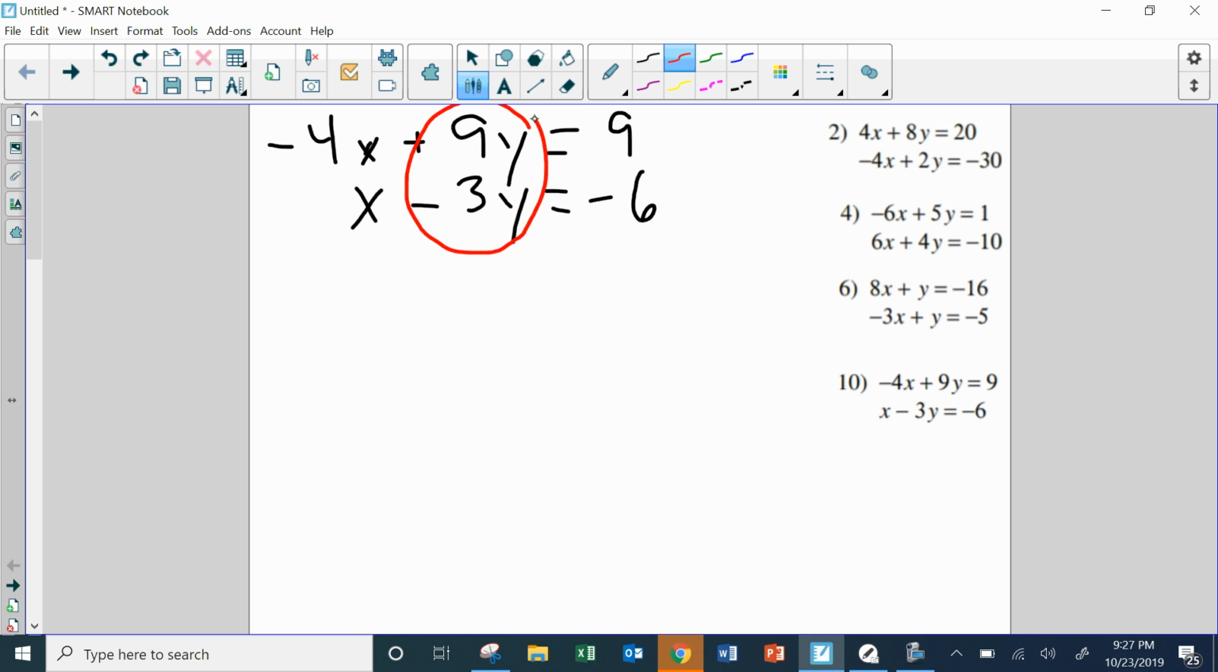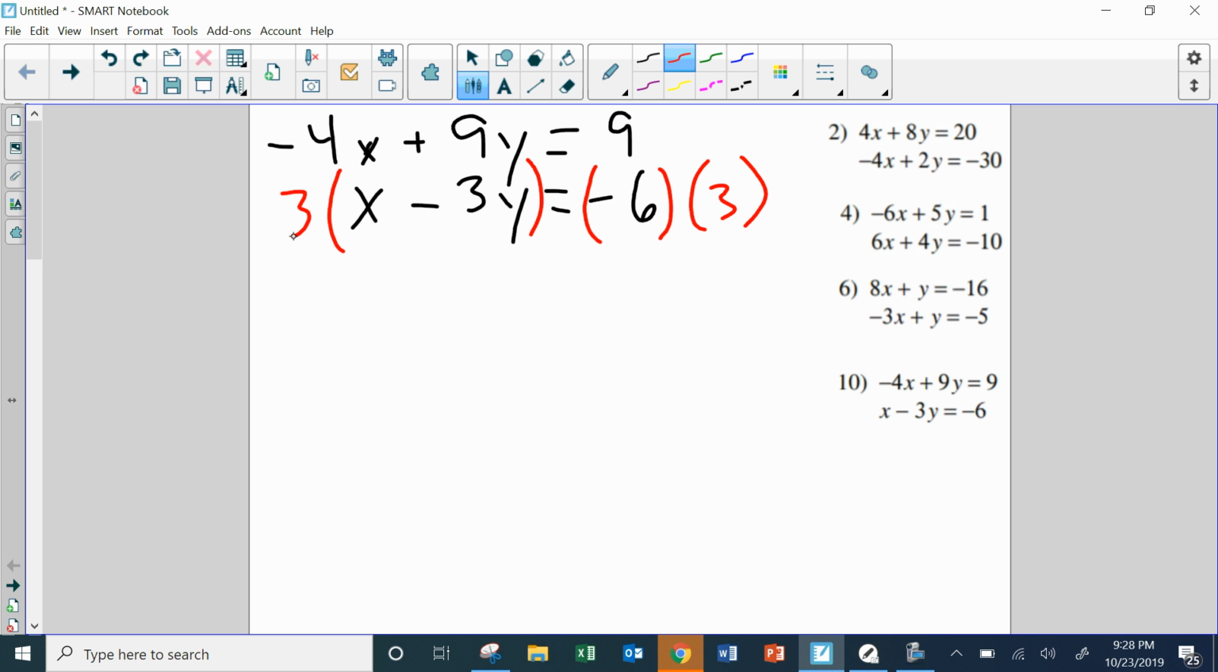Eventually, like I said, through practice, you'll start to come to recognize these things. I'm going to go ahead and multiply through by positive 3. So this equation, doing it in red, I'm multiplying this by positive 3 and this by positive 3.